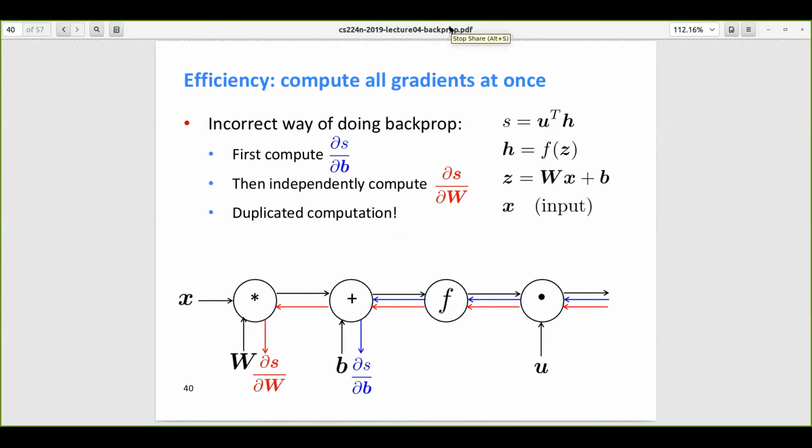Another question, if I may. Sure. When you do backpropagation, do you do backpropagation for each of the nodes in the output layer, for all of them separately in a particular order?